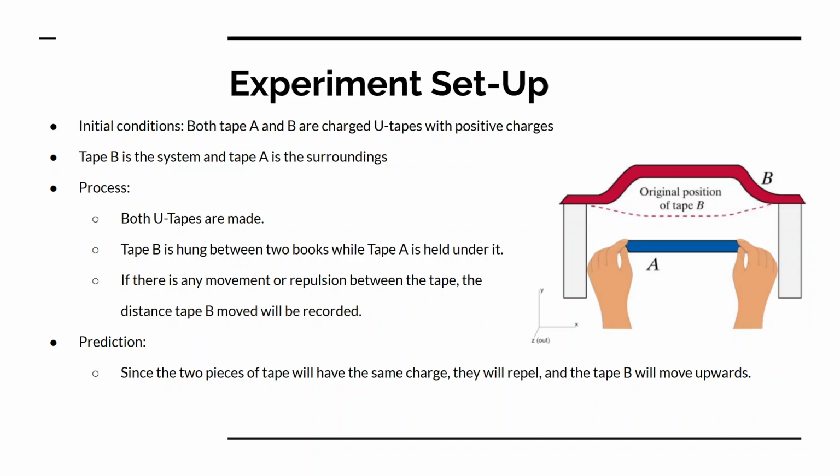Experiment setup. Initial conditions: both tape A and B are charged U-tapes with positive charges. Tape B is the system and tape A is the surroundings. Process. Both U-tapes are made. Tape B is hung between two books while tape A is held under it, as shown on the right. If there is any movement or repulsion between the tapes, the distance tape B moved will be recorded.